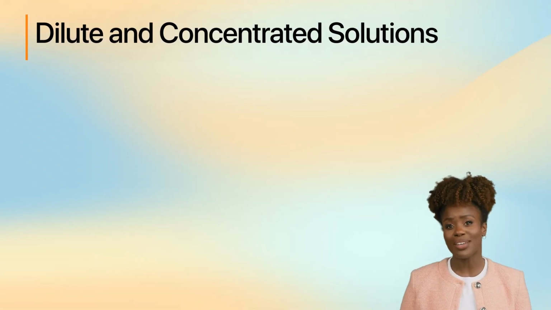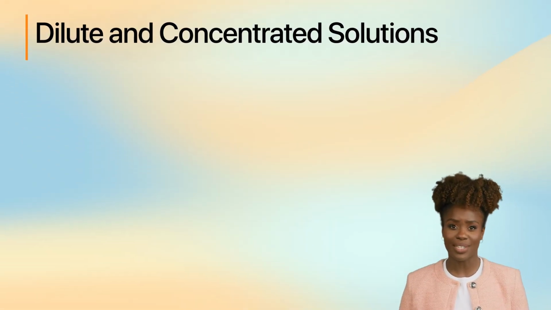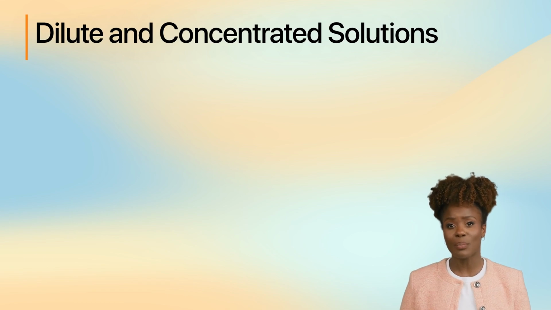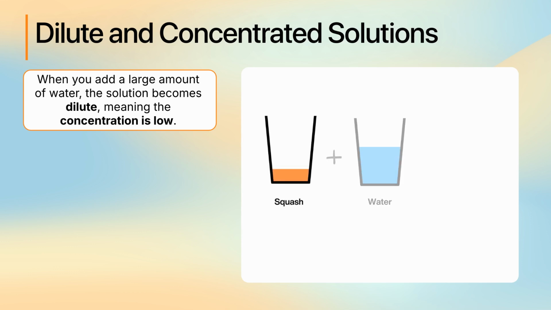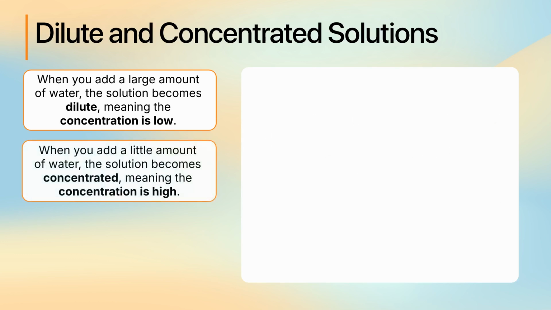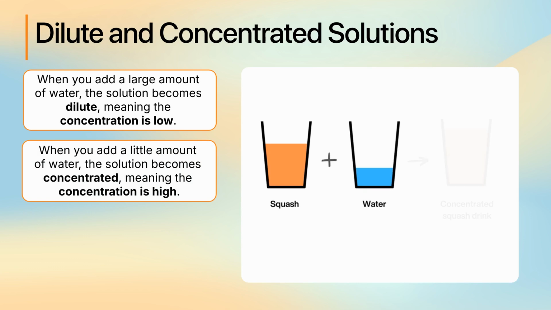Let's start by defining what we mean by dilute and concentrated solutions. Imagine you are making a squash drink. If you add just a small amount of squash to a full glass of water, you get a dilute squash drink. In chemical terms, this means there is a low concentration of solute, the squash. Conversely, if you add a lot of squash to a small amount of water, you create a concentrated squash drink, meaning there is a high concentration of solute.